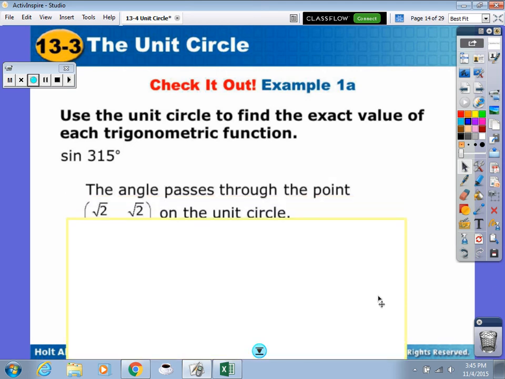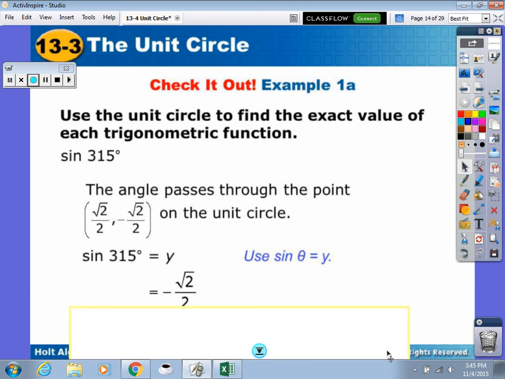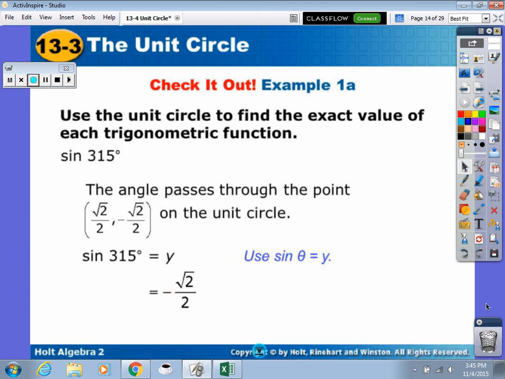Okay, sine 315 degrees, if you look at your circle, passes through the point root 2 over 2 and negative root 2 over 2. This is in our fourth quadrant, and it really helps if you're not looking at your circle to draw a picture of the unit circle and where 315 degrees is. Our y coordinate of this point is the value of sine, so we're looking for the y coordinate, and we end up with negative root 2 over 2.